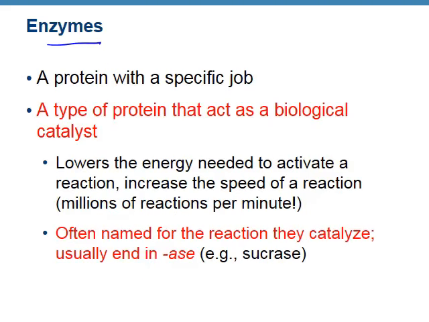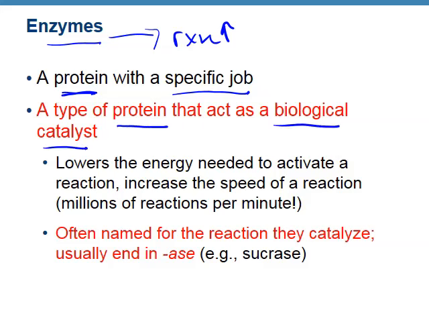So enzymes are a very specific type of protein. We say they're proteins with a specific job. Enzymes are the ones that are going to go out and cause chemical reactions to increase. So this is a protein that acts as a biological catalyst. They give a fancy definition. It says lowers the energy needed to activate a reaction and increase the speed of the reaction. Basically, if we say it's a biological catalyst, it speeds up the reaction time without being used.